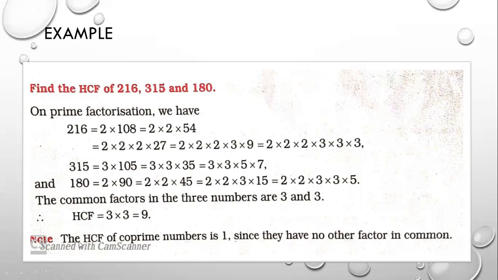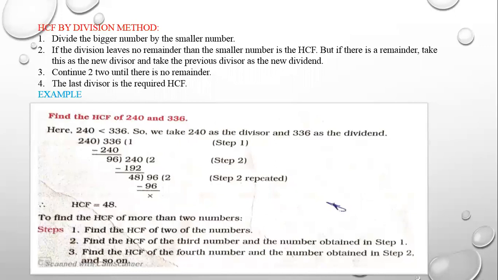Here one note is given. The HCF of co-prime numbers is 1 since they have no other factor in common. Okay. So this is how we need to find the HCF by the method of prime factorization. Next, we have another method to find the HCF, that is known as the division method. First of all, let us see the steps of how to find the HCF by the division method.